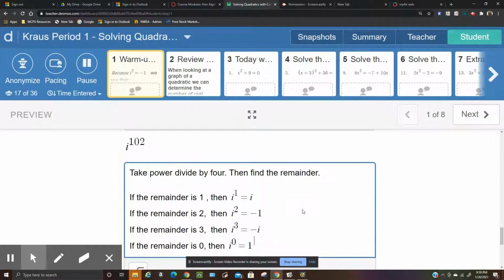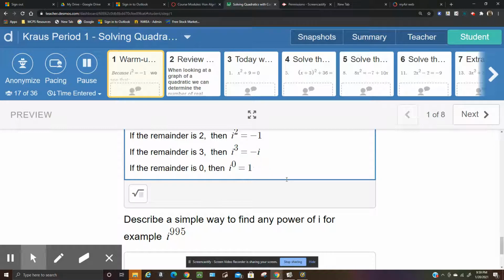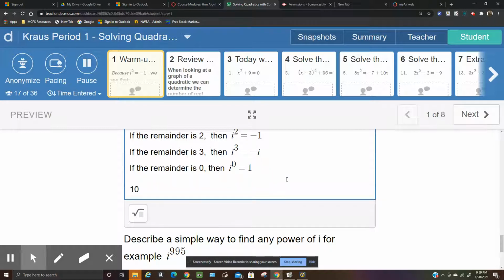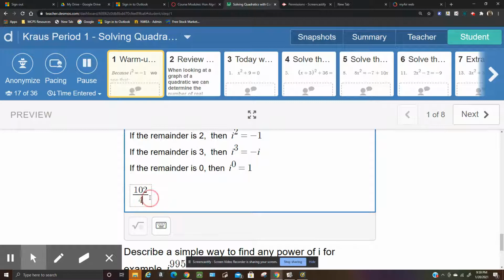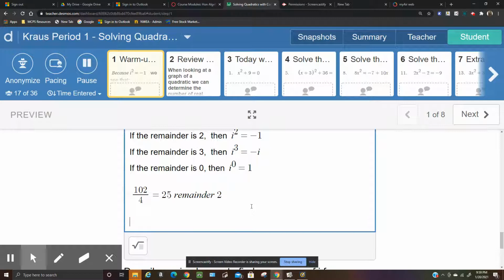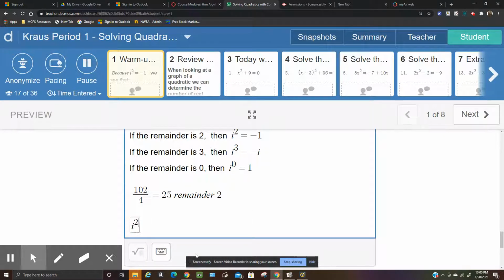So 102 divided by 4 is 25, remainder 2. So I to the 102 is equal to the same as I squared, which is negative 1.